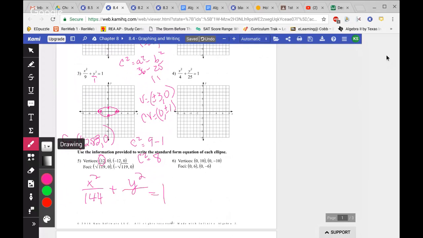Yes, ma'am. Okay. And then to find what goes underneath the y, once again, we're dealing with an ellipse. So we've got c squared, which is going to be 119 squared, which is 119, equals 144 minus b squared. So I'm going to take 119 and subtract 144. That gives me negative 25 equals negative b squared. I'm going to divide both by negative 1 to get rid of the negative, and that's 25 equals b squared. So that goes right here.